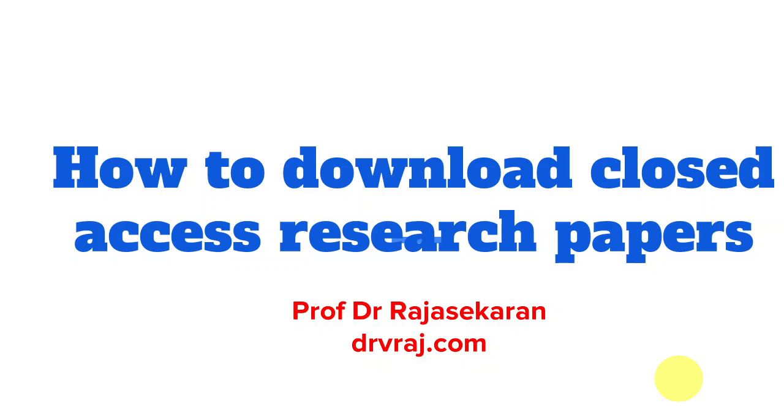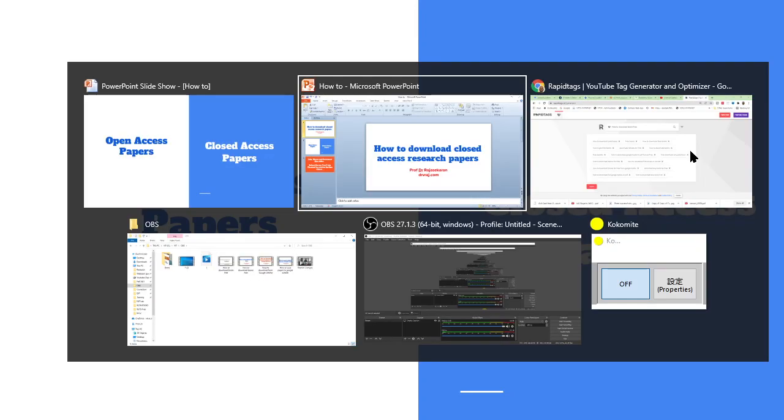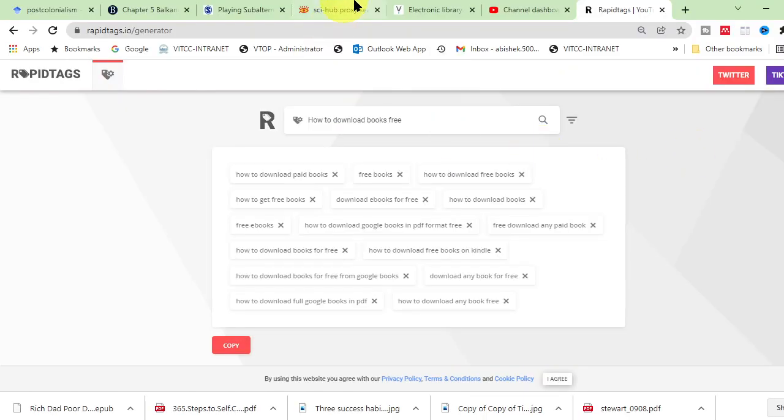How to download closed access research papers. It's a big challenge for many researchers, and in this video I'll tell you. As you know very well, an open access paper is free, you can easily download it, whereas a closed access paper is not free, you have to pay a hefty amount to download it. But there are two techniques to download those papers for free as well. Come, let's get started.